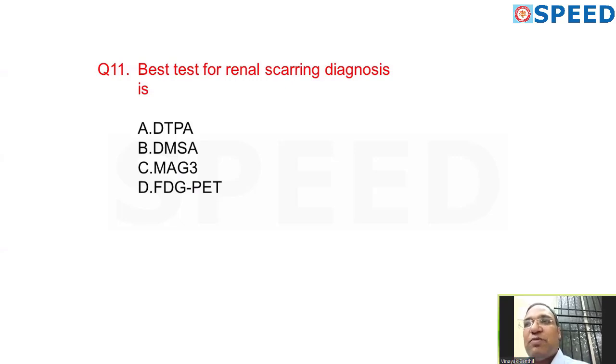We also discussed hydronephrosis, furosemide challenge. Hope you remember, the answer is DMSA scan, option B. So I cannot see a paper easier than this.